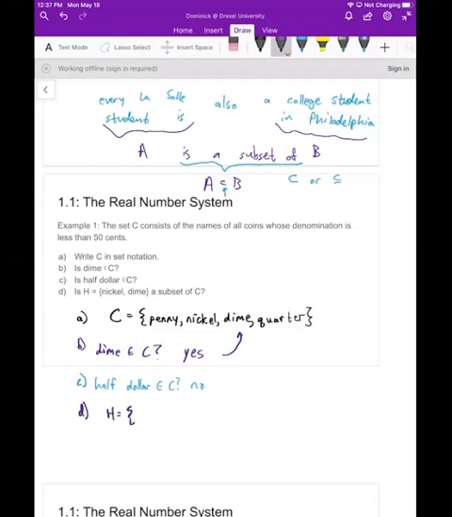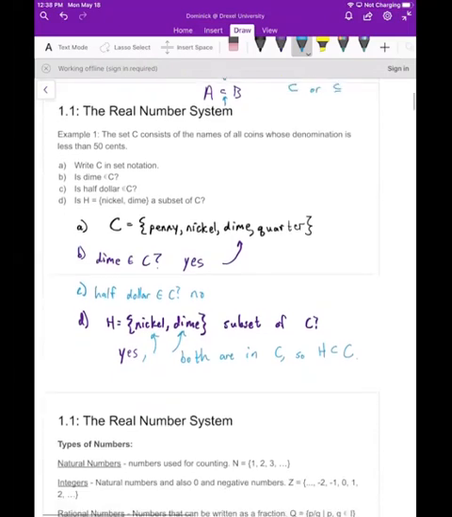All right, and then last but not least, in part D, we're now going to look at the set H, which is the nickel and dime. And we want to know, is that a subset of C? And of course, the answer is yes, because the nickel is in C, and so is the dime. So both are in C. So H is a subset of C. All right. So that's sort of the idea behind sets here.